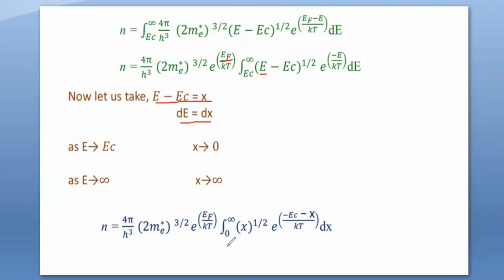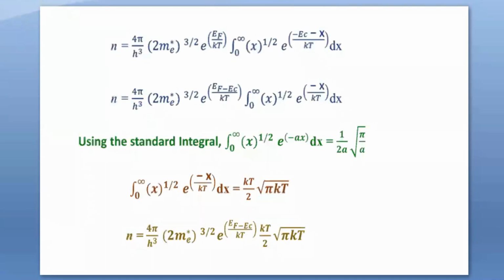So our equation has become, the remaining outside part is the same. Inside this integration, integral 0 to infinity x^(1/2) e^(−(E_C + x)/kT). So this E_C is again constant, so e^(−E_C/kT) is brought out. Only x is variable here; our energy terms are converted to x. So again, bring this e^(−E_C/kT) outside the integration.